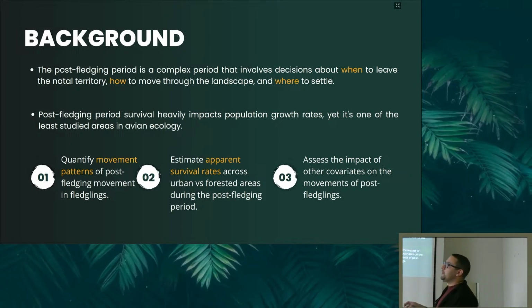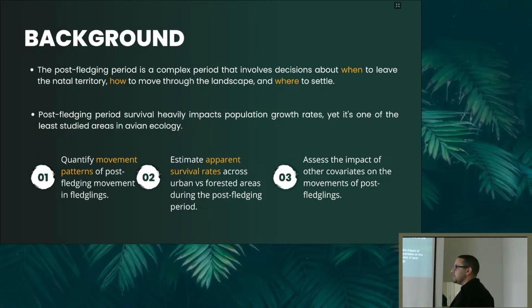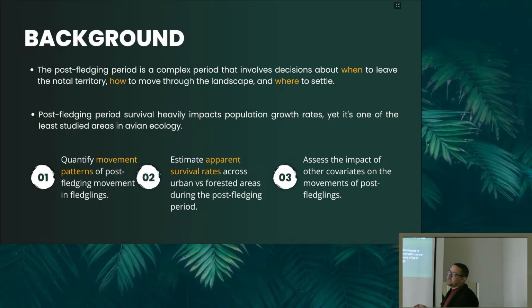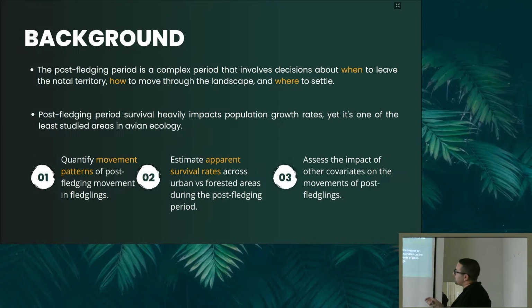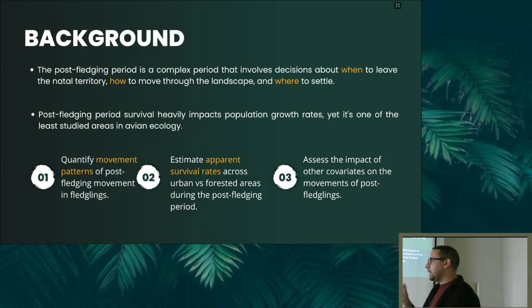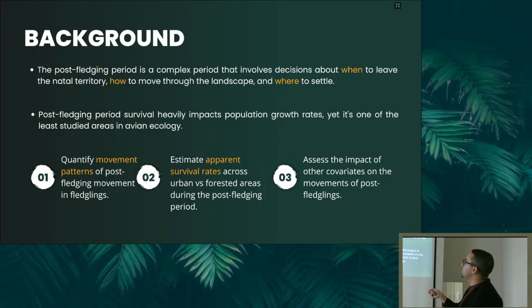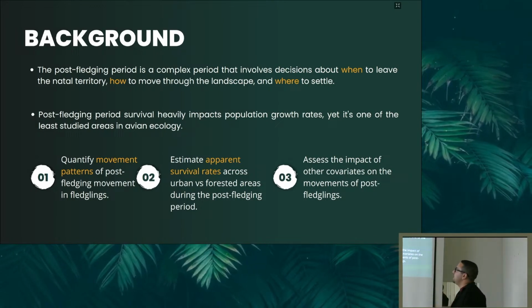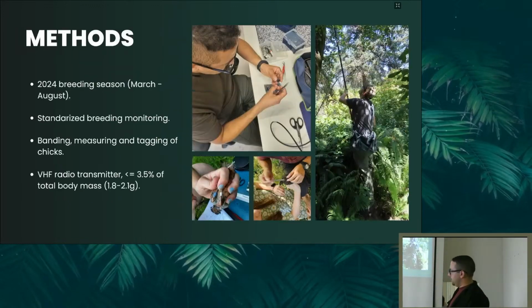But despite being one of the most important periods in the life of birds, it remains one of the least studied in avian ecology. And based on this premise, we came up with 3 different objectives for this project. We wanted to quantify movement patterns of fledglings, and I want to put emphasis on this, just in the post-fledgling period. We also wanted, similarly to the previous project, to estimate survival rates, but now by adding a layer of urbanization, by having comparisons between urban and forested individuals. And lastly, we wanted to assess if any other factors were impacting these movements in this period.